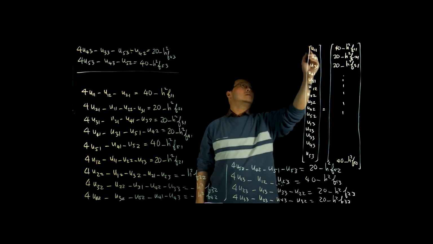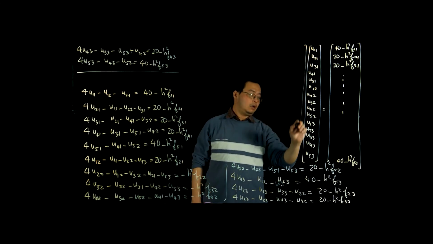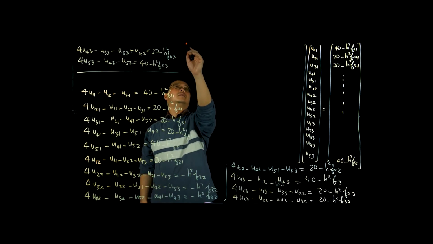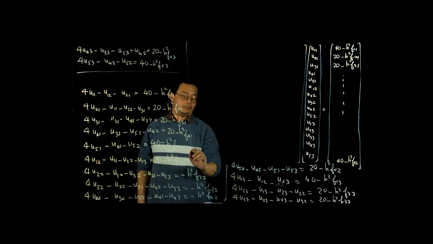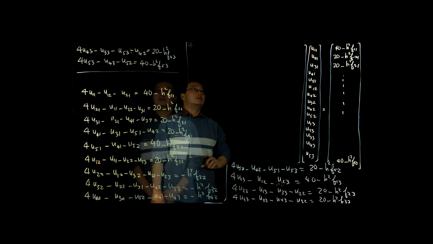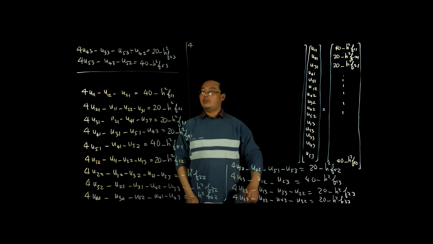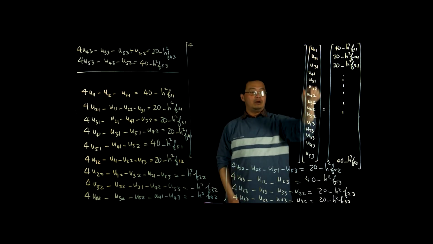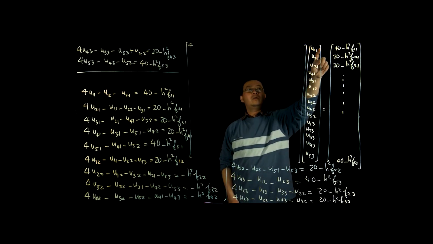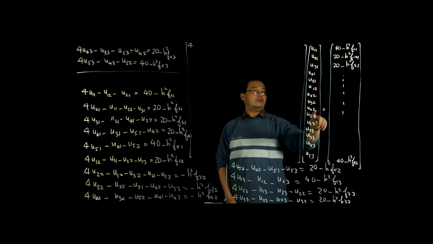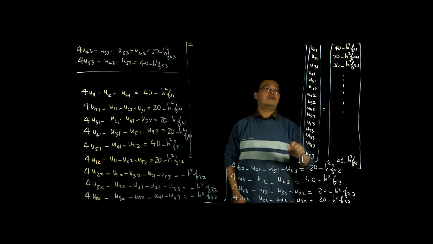And then the matrix will be a 15 by 15 matrix, because we have 15 unknowns. Okay, so now we put the unknowns in the column vector: U11, U21, U31, U41, U51, then U12, U22, U32, U42, U52, then U13, U23, U33, U43, U53.